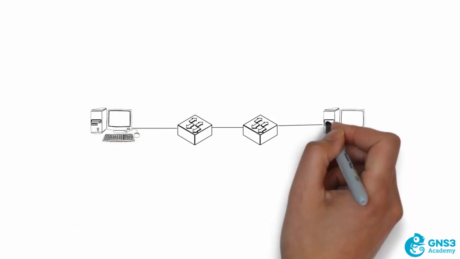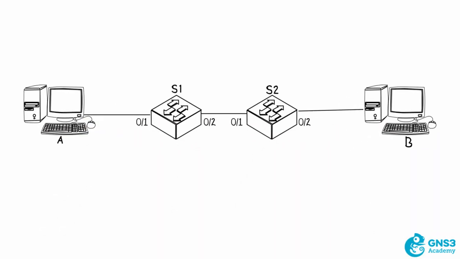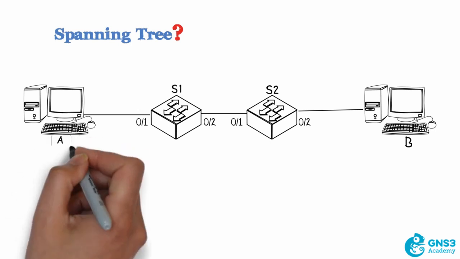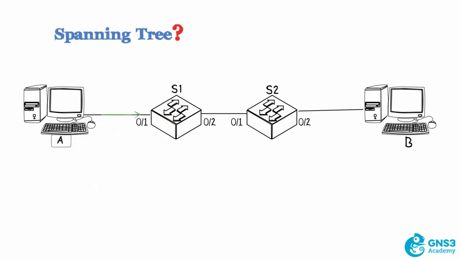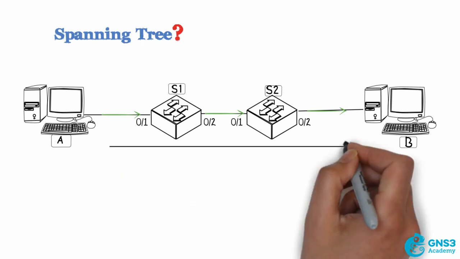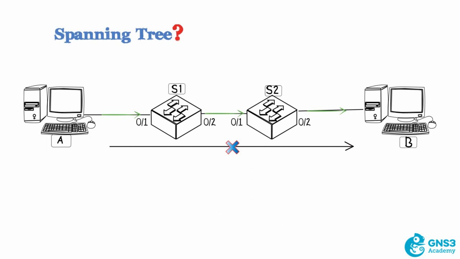So let's start with a simple topology to illustrate how spanning tree works. Why would you require spanning tree in a switched network? In this topology we have host A connected to switch 1. Switch 1 in turn is connected to switch 2, and switch 2 has host B connected to it. So very simple topology. Now if the link went down between switch 1 and switch 2, host A wouldn't be able to communicate with host B and vice versa.